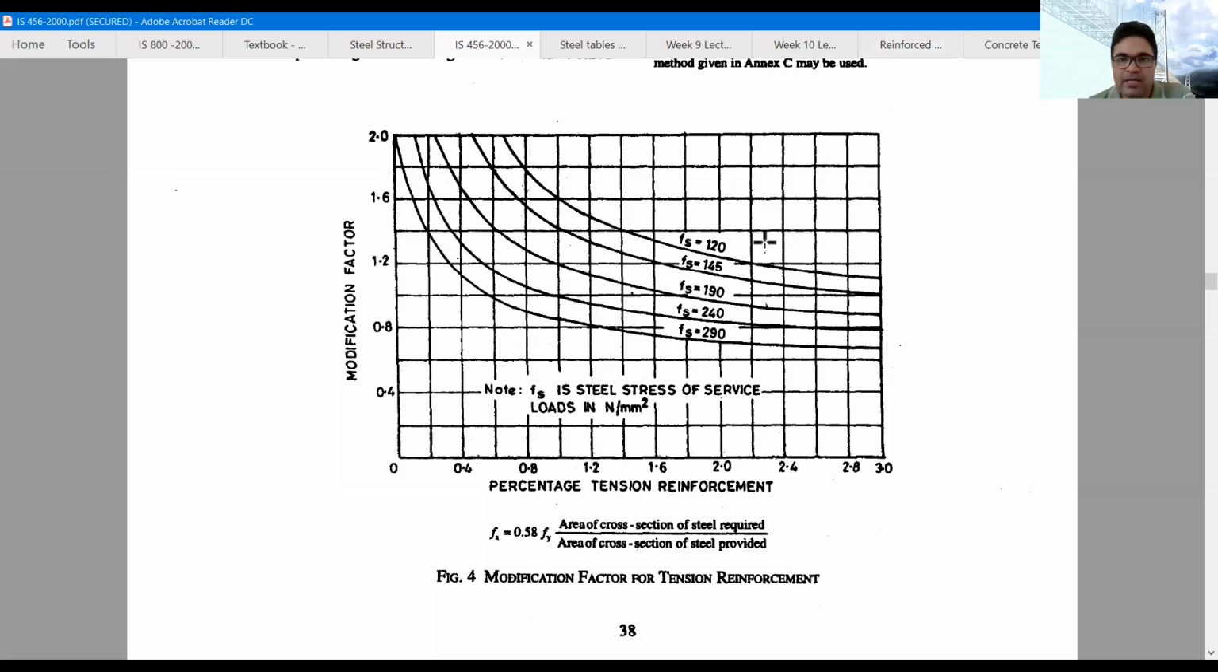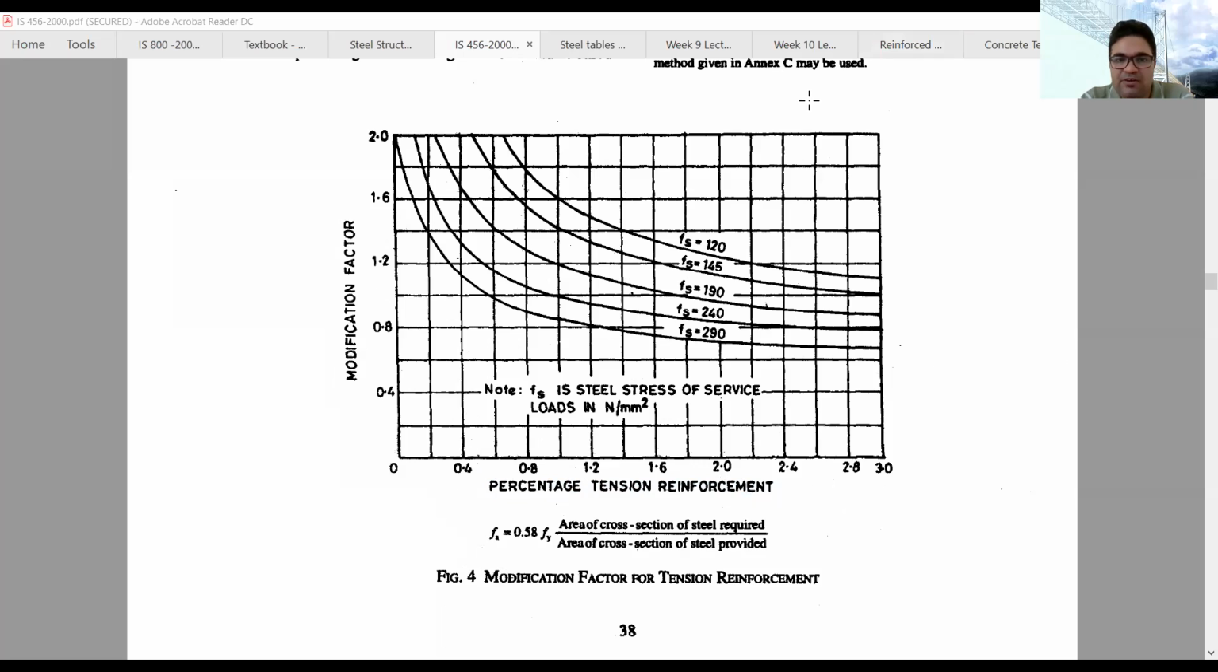So there you can see this graph we will use to find out this modification factor. This modification factor depends on two parameters. First, the percentage of tension reinforcement that we have already calculated, which is 0.43%, and the next parameter is the Fs curve. So this Fs value is to be found out using this formula. Again, I am showing you the slide, because there I have calculated the Fs value.